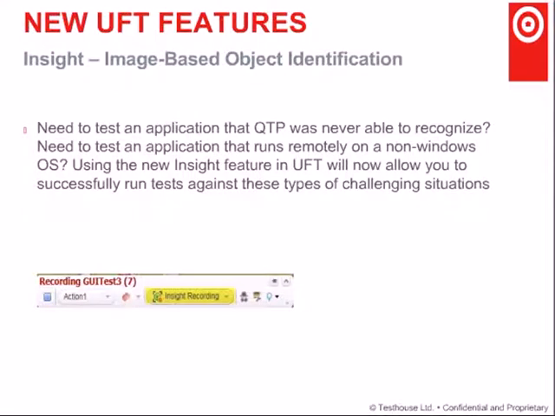Another new feature, another one that's very, very useful. It's been a long time coming. Insight. This is image-based object identification. If you need to test an application that QTP was never able to recognize, or if you need to test an application that runs remotely on a non-Windows operating system, using the new Insight feature in UFT will now allow you to successfully run tests against these types of challenging situations.